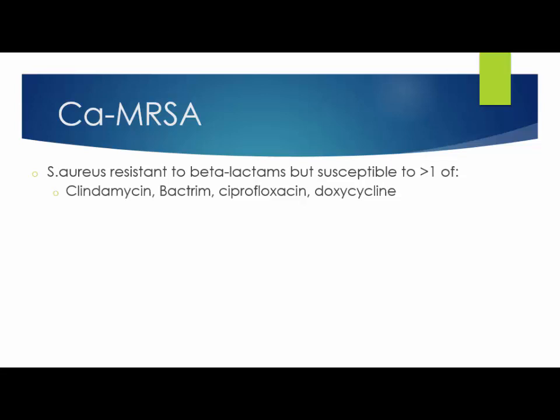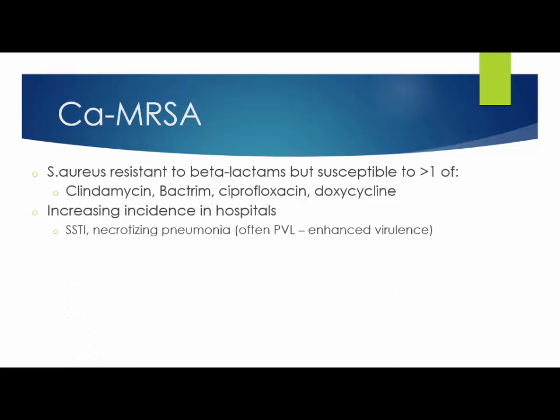And there are different types. There's hospital strain of MRSA, which is more resistant. The community-acquired strain is usually less resistant, so you've got a few more options, such as clindamycin, Bactrim, ciprofloxacin. But it is being seen increasingly in patients admitted to the hospital, and it is associated with skin and soft tissue infections, but also necrotizing pneumonia, often following influenza or viral type illness. The strain of MRSA often has a virulence factor called PVL, which you don't particularly need to know about, but that's just what makes it a bit nastier.